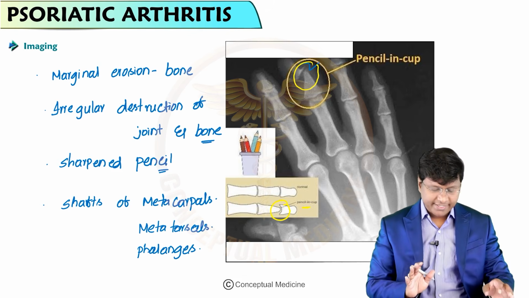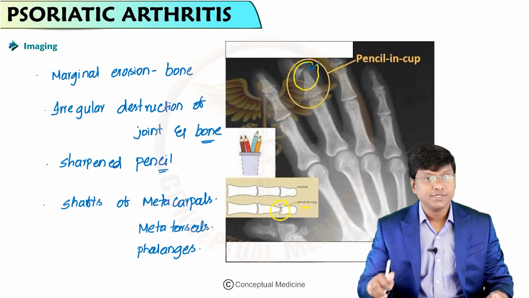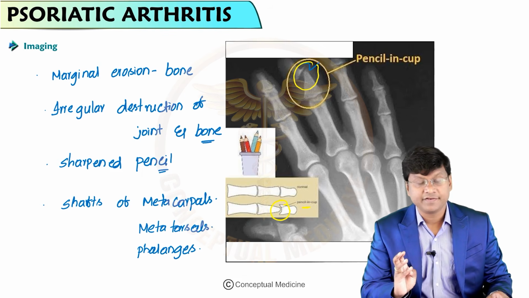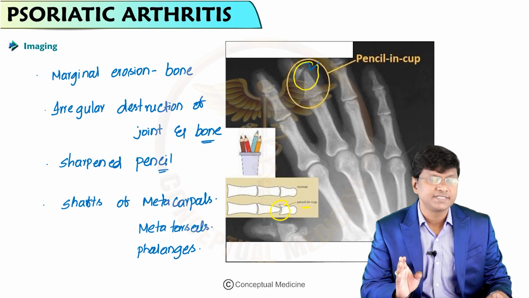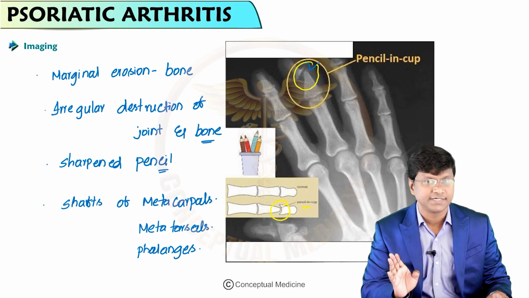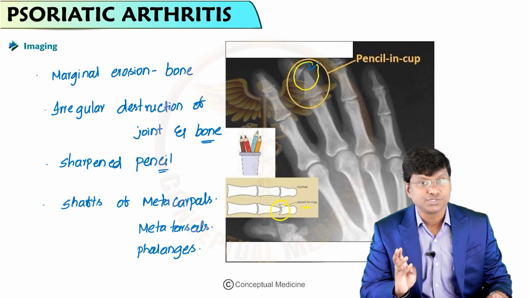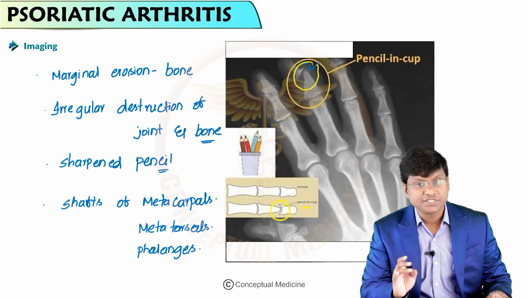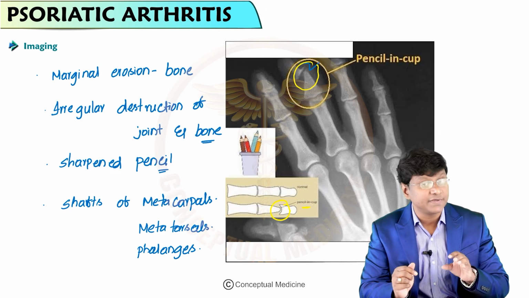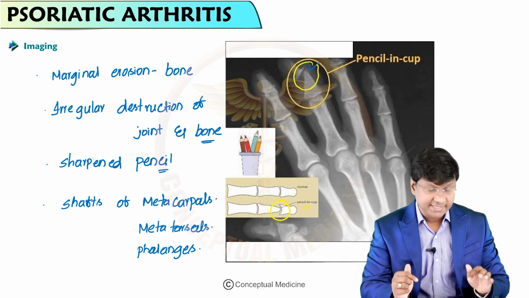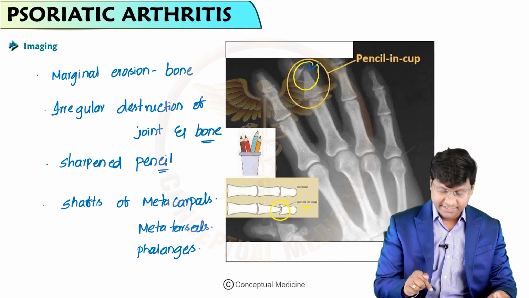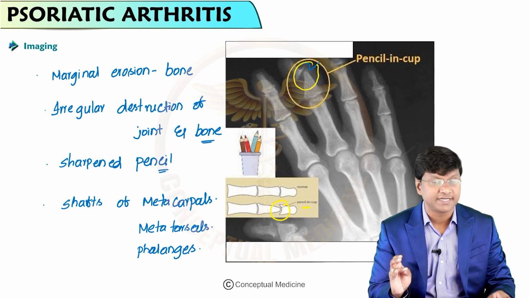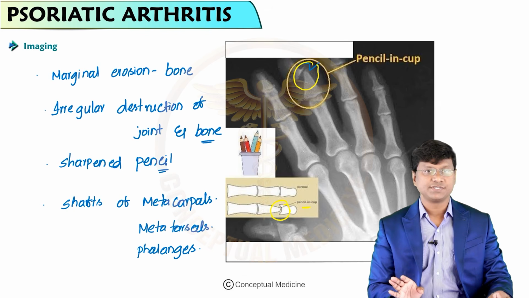So this is where imaging is very important. The radiographic findings are the most helpful in distinguishing the disease from other forms of arthritis, and they include marginal erosions of the bone and irregular destruction of the joint and bone, which in the phalanx may give the appearance of a sharpened pencil. You will observe such changes in the shafts of the metacarpals, metatarsals, and the phalanges.